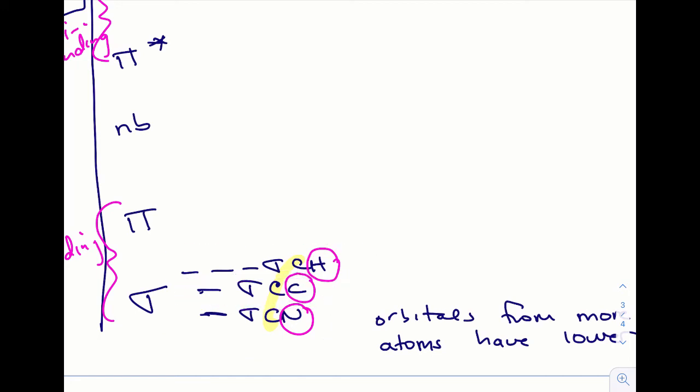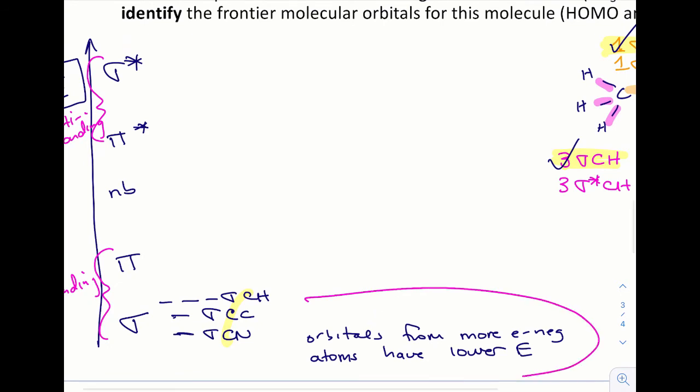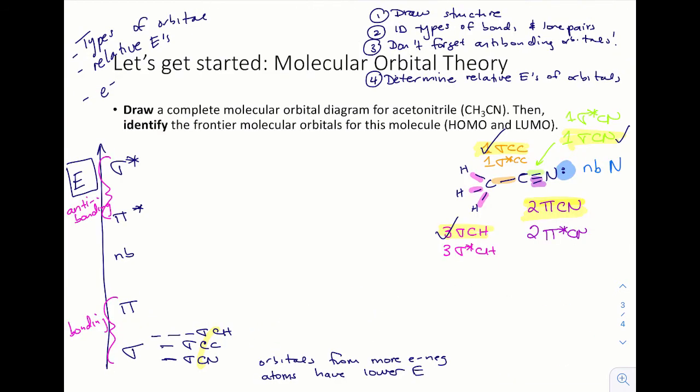Orbitals of the same type, so these are all sigma orbitals, that are derived from more electronegative atoms have lower energy. All right, next, pi bonding orbitals. There are two pi CN orbitals, and those will have the same energy. They are degenerate. They have the same energy. Now, non-bonding, there is that non-bonding pair of electrons on nitrogen.